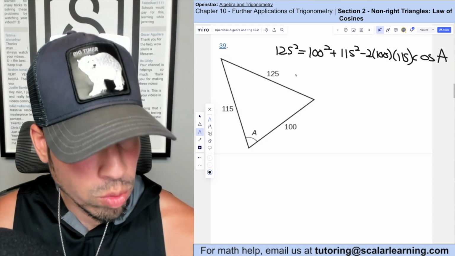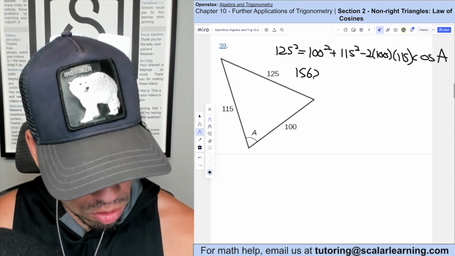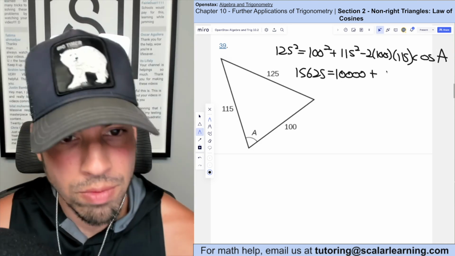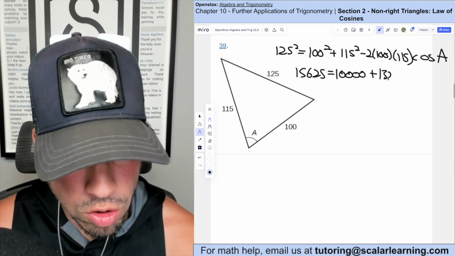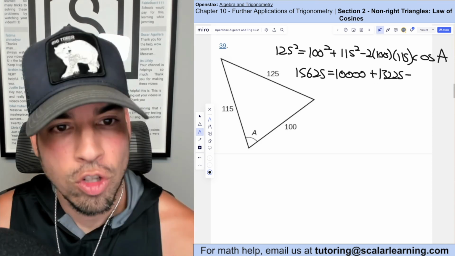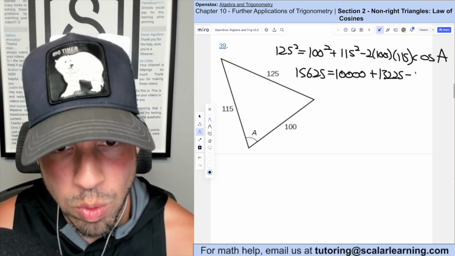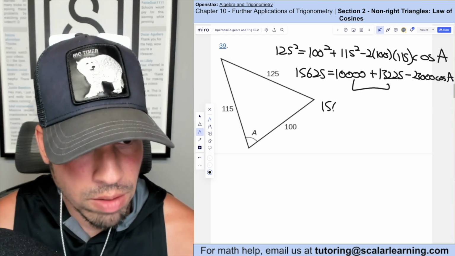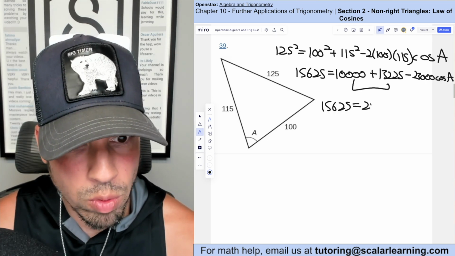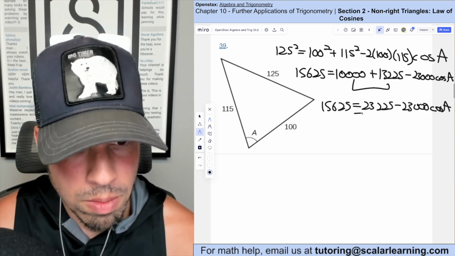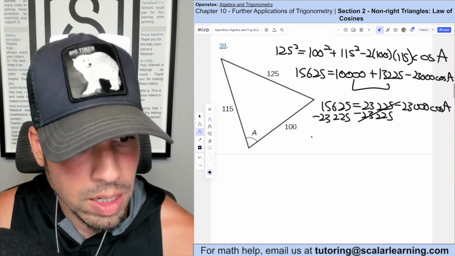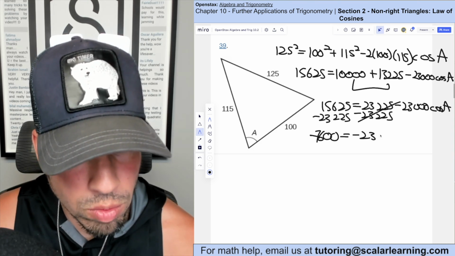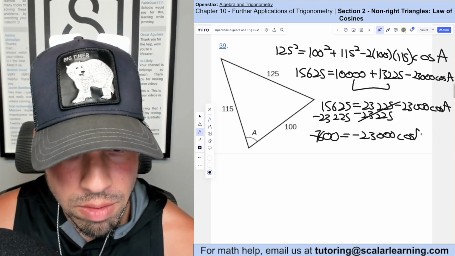So now I got 125 squared, which is 15625, equal to 100 squared, which is 10,000, plus 115 squared, which is 13,225, minus 2 times 100 times 115, which is 23,000, and then we still got the cosine of A. So now let's add these together. We got 15,625 equal to 23,225. Then we're going to minus this from both sides. Then we get negative 7,600 equals negative 23,000 cosine of A.